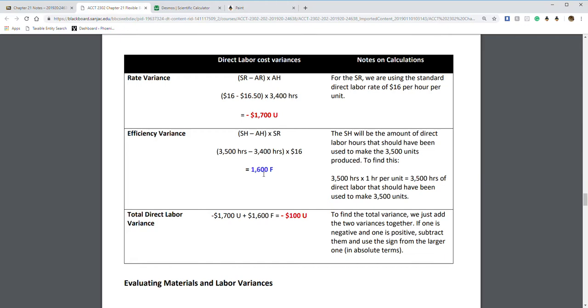Again, coming out with our total direct labor variance though, of the 1,700 plus the 1,600, we still didn't come totally out ahead with direct labor. We still lost some money. Lost a good old total of $100.